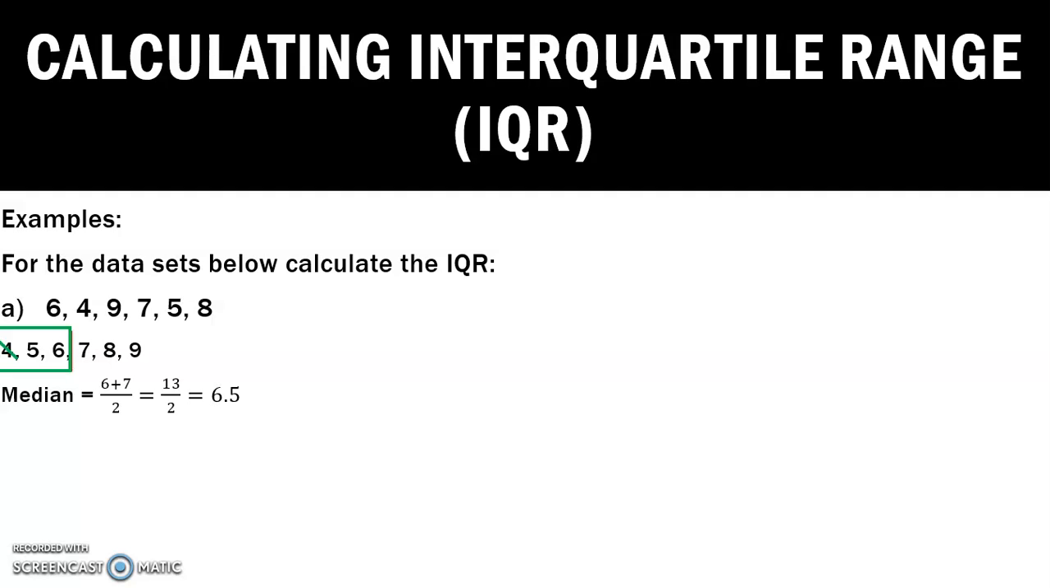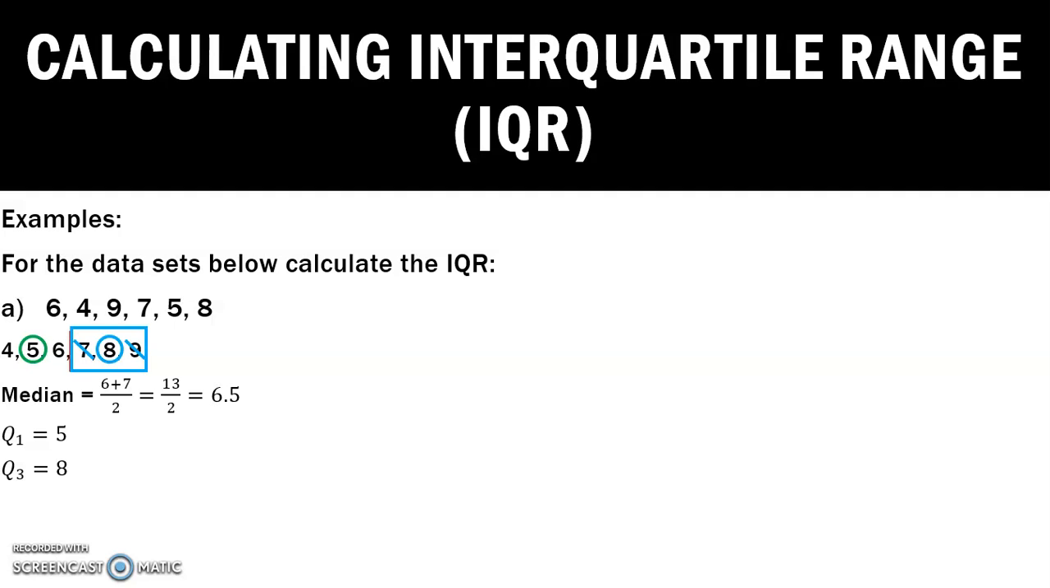So we cross out our first score and our last score to be left with the number 5, which is our first quartile. What we then want to do is find the third quartile. So we look at the second half of scores. So we look at 7, 8, and 9. We cross out our first score and our last score, and we're left with our score that's in the middle, which is our Q3, which is our third quartile, which is 8.